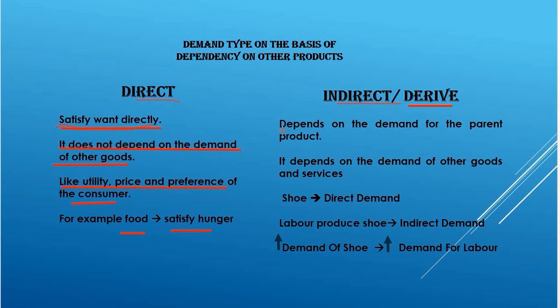Now, when we talk about indirect or derived demand, it depends on the demand of another product or parent product. You demand this product not for its own sake, but for the sake of the product that you want. For example, labor. When you demand labor, you demand it to produce certain commodities, say shoes. So when you demand labor, it is derived demand, because you want shoes. So all the factors of production, that is land, raw material, labor and capital, are derived demand. Why? Because you demand these in order to produce some other goods.